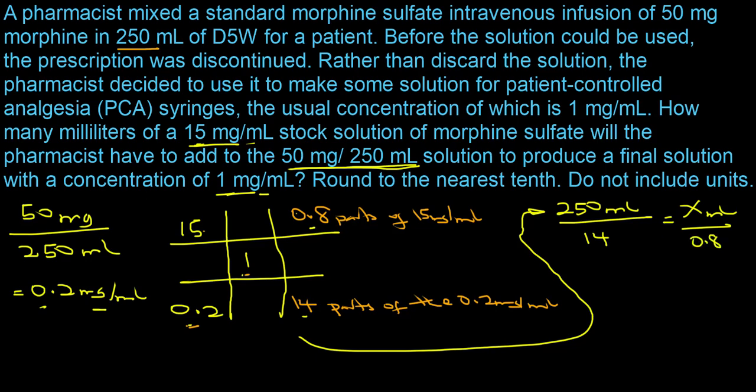So we can go ahead and solve for x. X is going to be equal to 250 milliliters times 0.8 divided by 14. And that's going to be equal to 14.285. The question says round to the nearest tenth. Do not include units. And so the nearest tenth, because you have 0.28, is going to be 14.3.